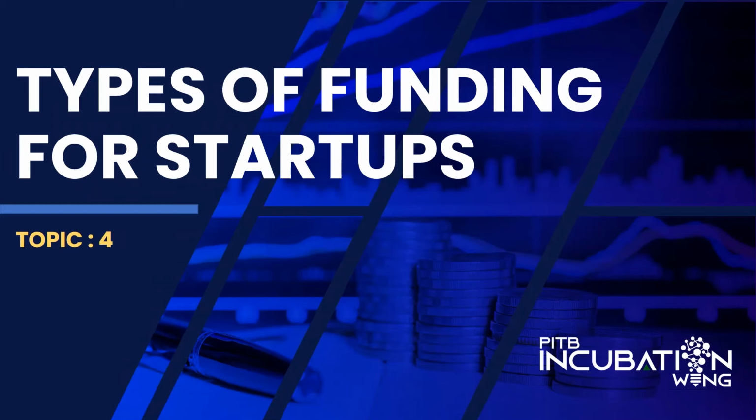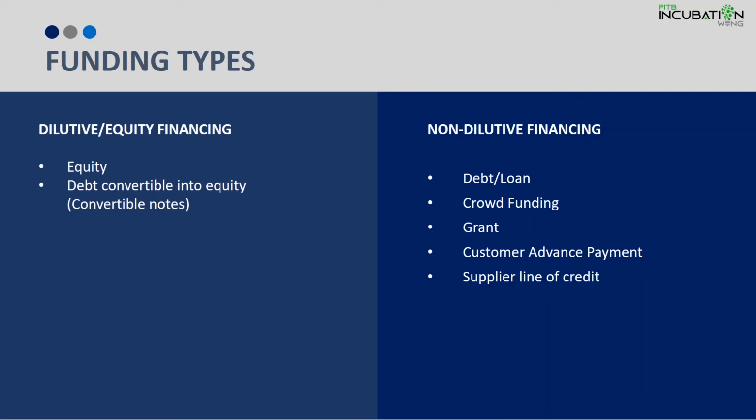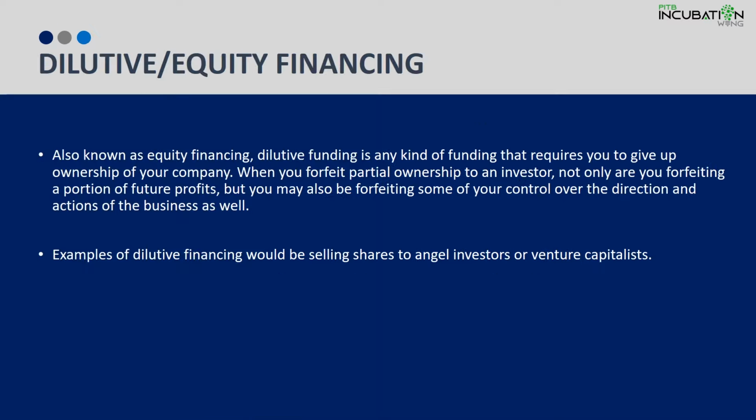This is our topic 4 for our financial curriculum, types of funding for startups. There are two types of funding, dilutive equity financing and non-dilutive financing. Dilutive financing includes equity and debt convertible into equity, or convertible notes. Non-dilutive financing includes debt or loans, crowdfunding, grants or FDIs, customer advance payments, and supply line of credit. Now we'll further talk about the types of funding, dilutive and non-dilutive funding.